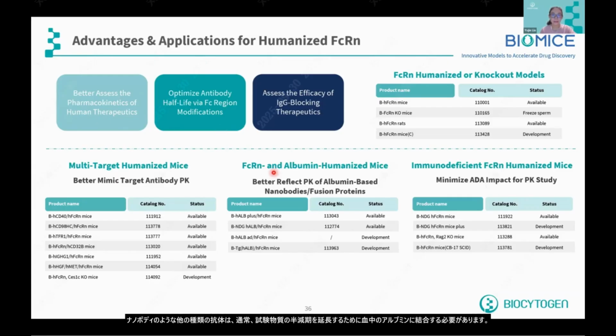And for other kinds of antibodies, like nanobodies, they usually bind to the albumin in the blood to prolong the half-life of the test articles. So in this kind of antibody study, we generally suggest ALB FcRn double humanized mice for the PK evaluation.